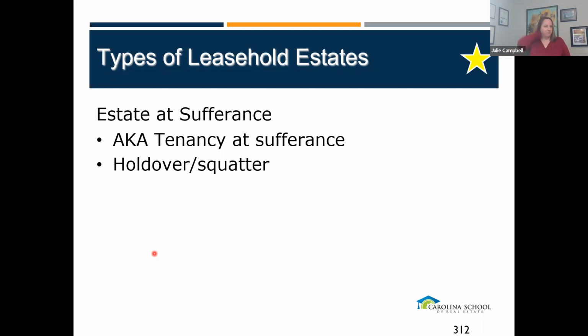Everybody hear what I'm saying? Everybody good with that? The landlord is suffering because they have a tenant there that isn't paying and they won't leave. And again, legal remedy for eviction. We'll talk about that. Questions on our different types of estates? Leasehold estates. Estate of possession, also known as a non-freehold estate.